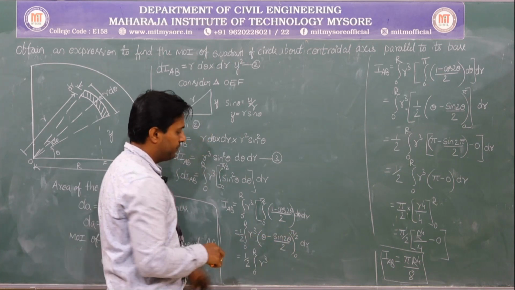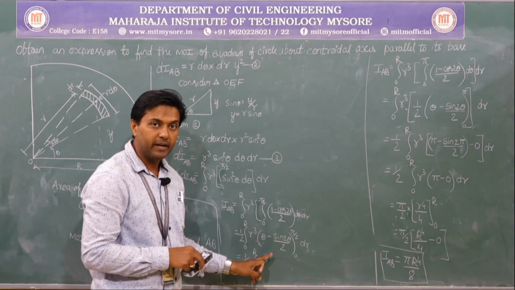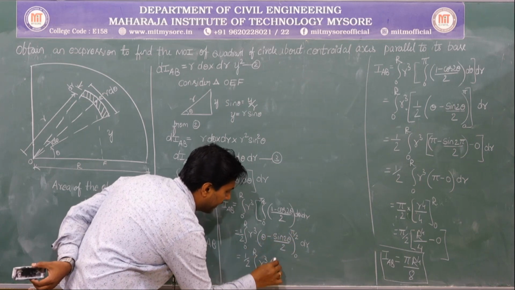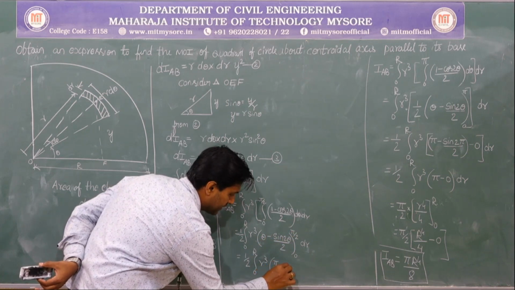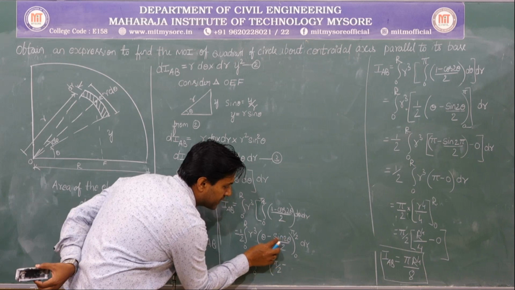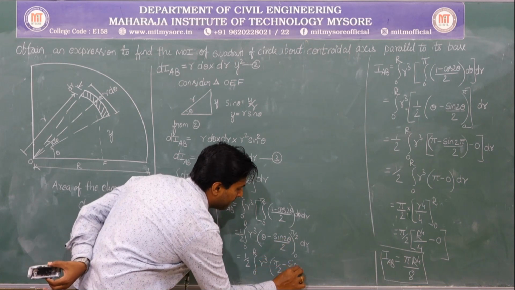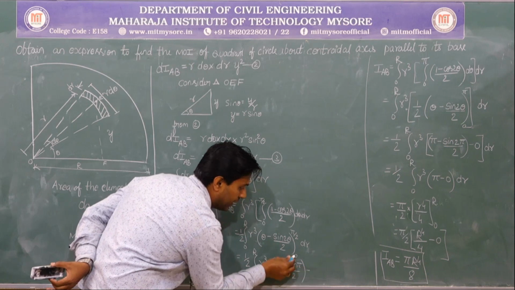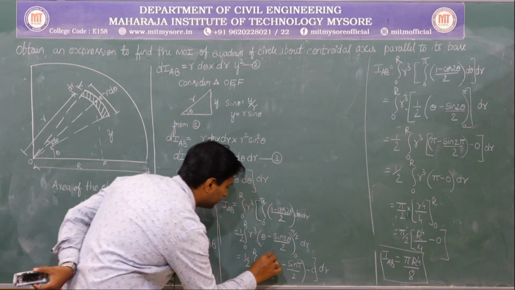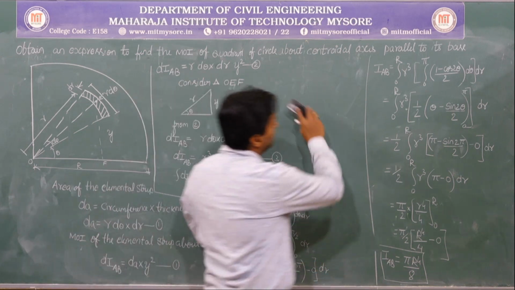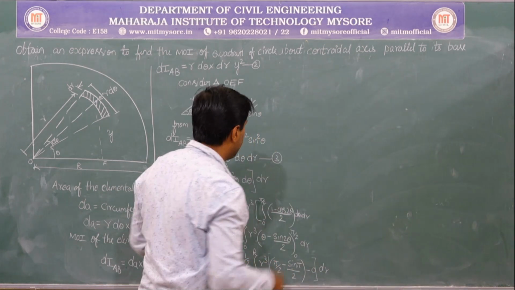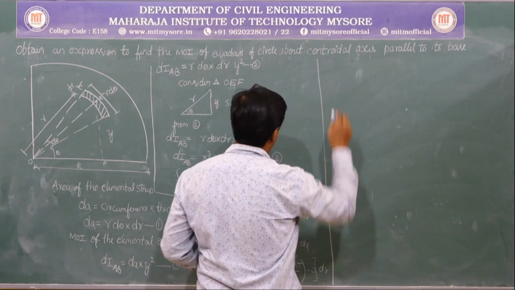Now, let me apply the upper limit. So, directly I will be writing it. Will you people be able to guess that? So, it is pi by 2, right? So, it is pi by 2 minus, first I am applying the upper limit. So, 2 into pi by 2, 2 get cancelled, it will be sin pi by 2 minus, if I apply the lower limit, it is 0, into dr.